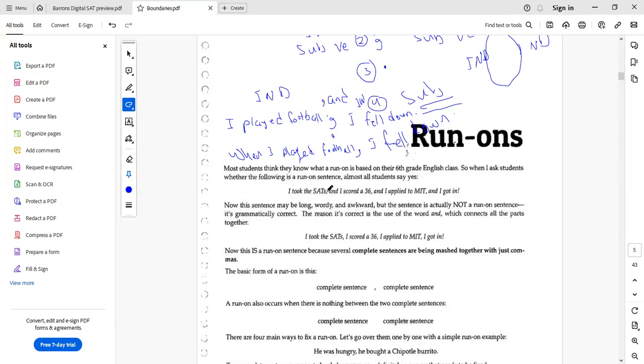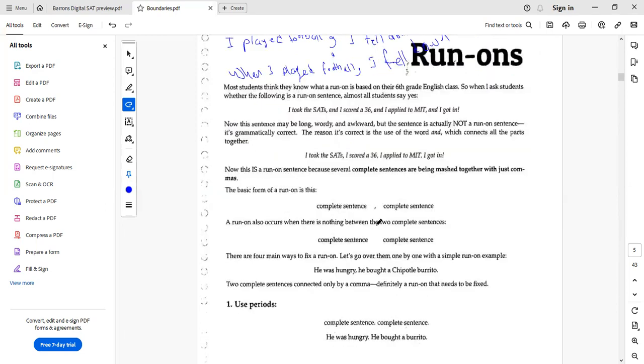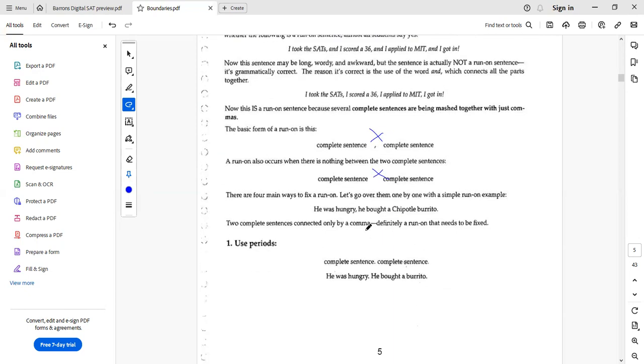Because of the repetition of and. We put only one and at the end, so it must be like that: I took the SATs, comma, I scored a 36, comma, I applied to MIT, comma, and I got in. So this is also wrong. When we have two complete sentences and you put only a comma, it is wrong. If you don't put anything, it is wrong.